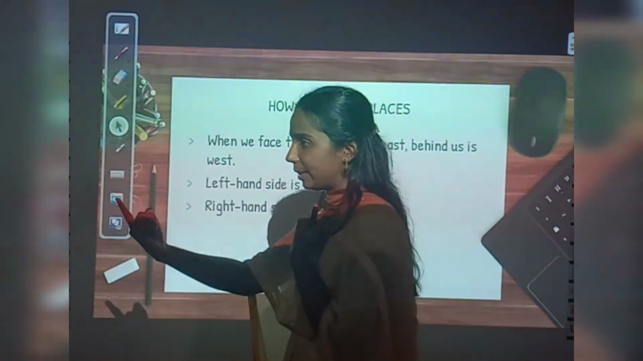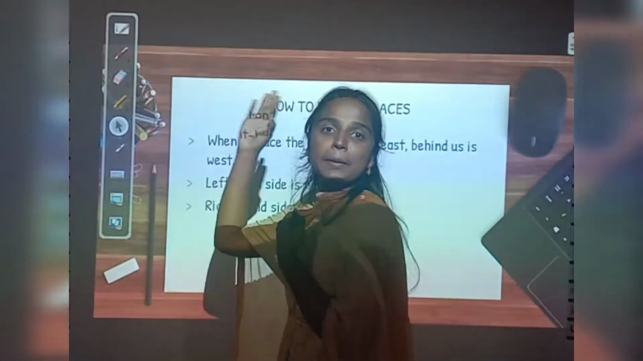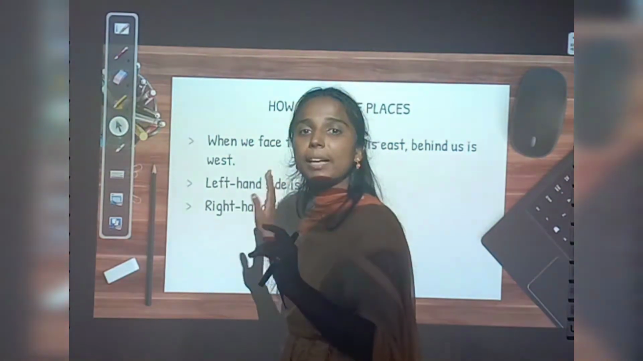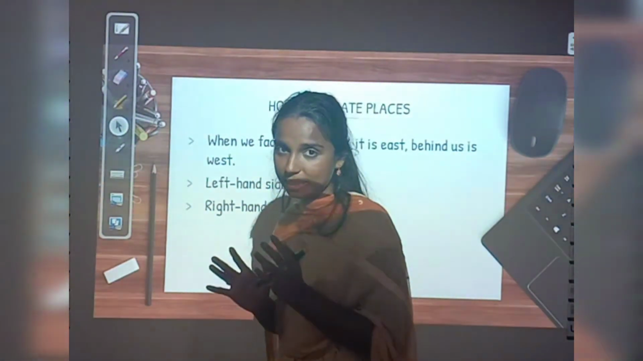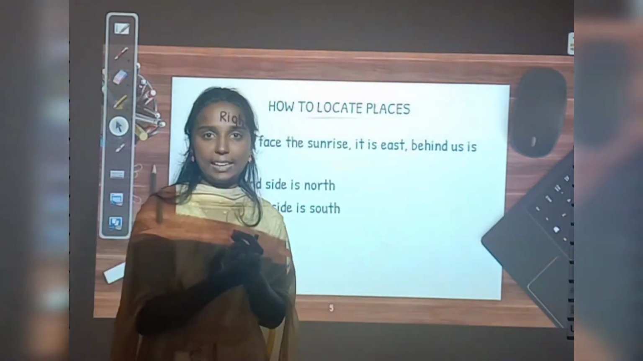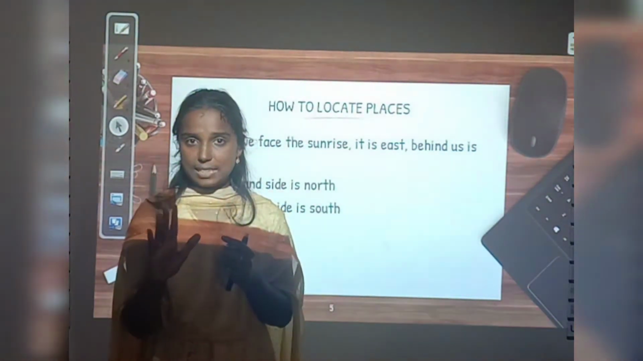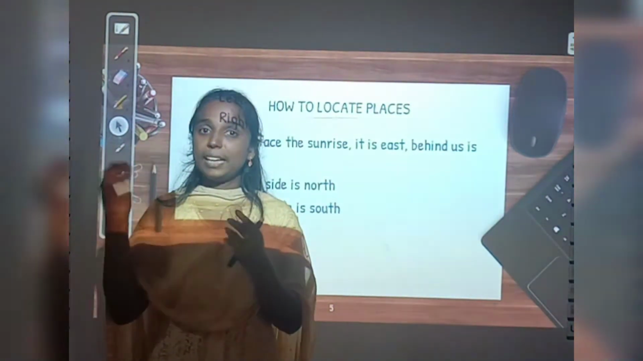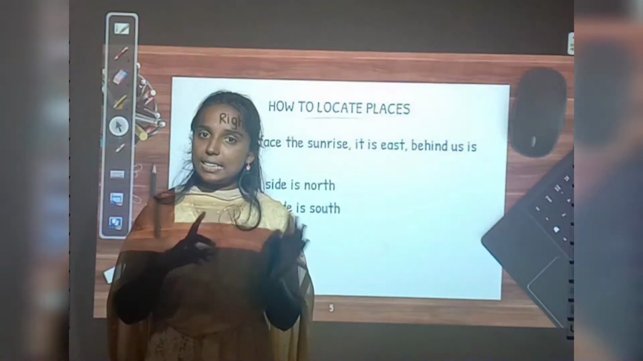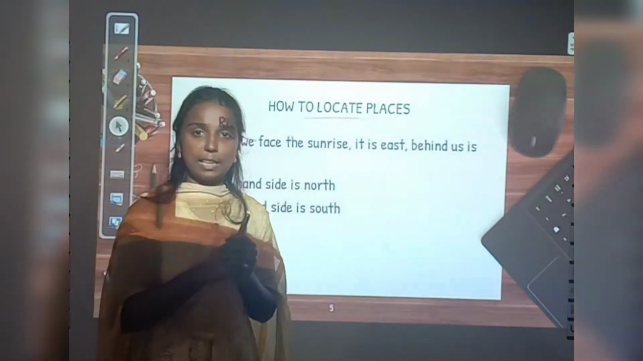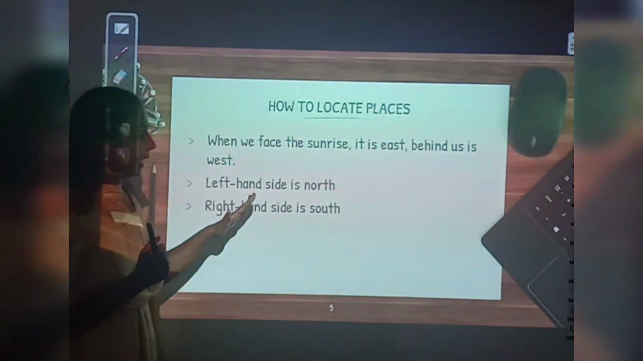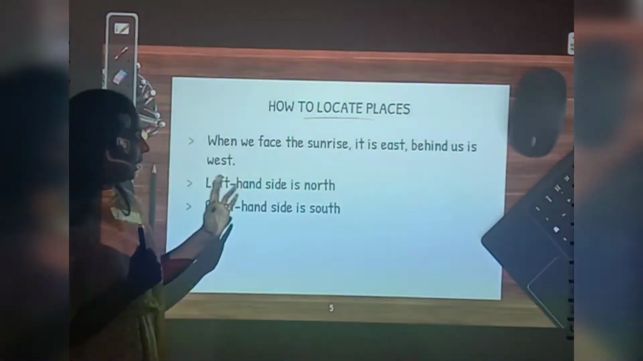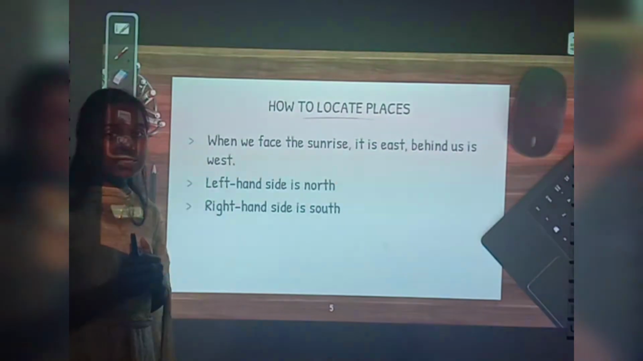Now I am standing towards east. So my front is east, my back is west, my left hand side is north, and my right hand side is south. Okay, understood? So if we have to find the directions, then first you have to face the sunrise. The side in your front is east, then behind you is west, left hand side is north, and your right hand side is south. Let's recall once again. When we face the sunrise, it is east, behind us is the west, left hand side is north, and the right hand side is south.